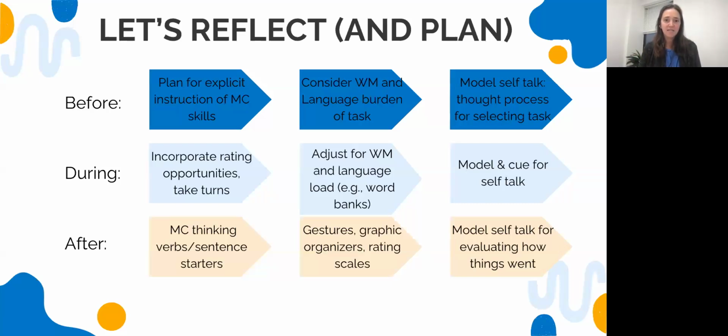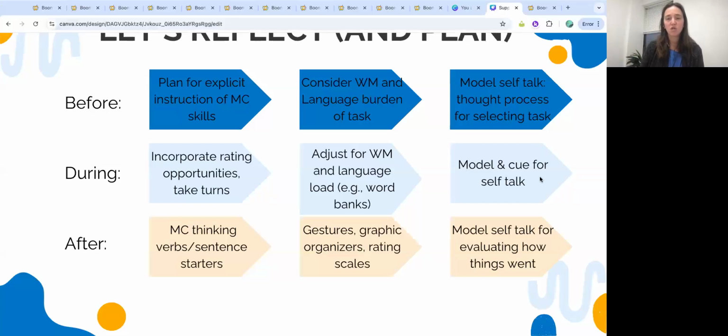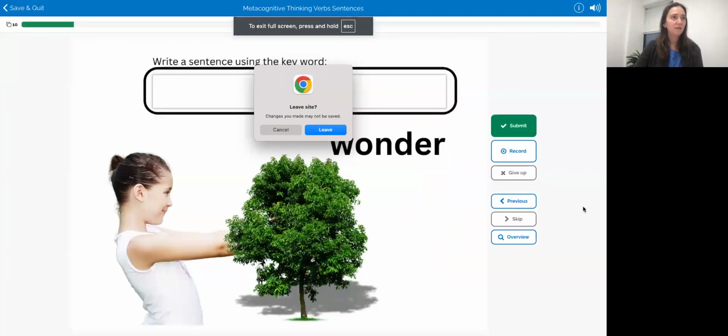While a task is happening, we're incorporating opportunities to self-rate. We can also be taking turns with our students on the self-rating.